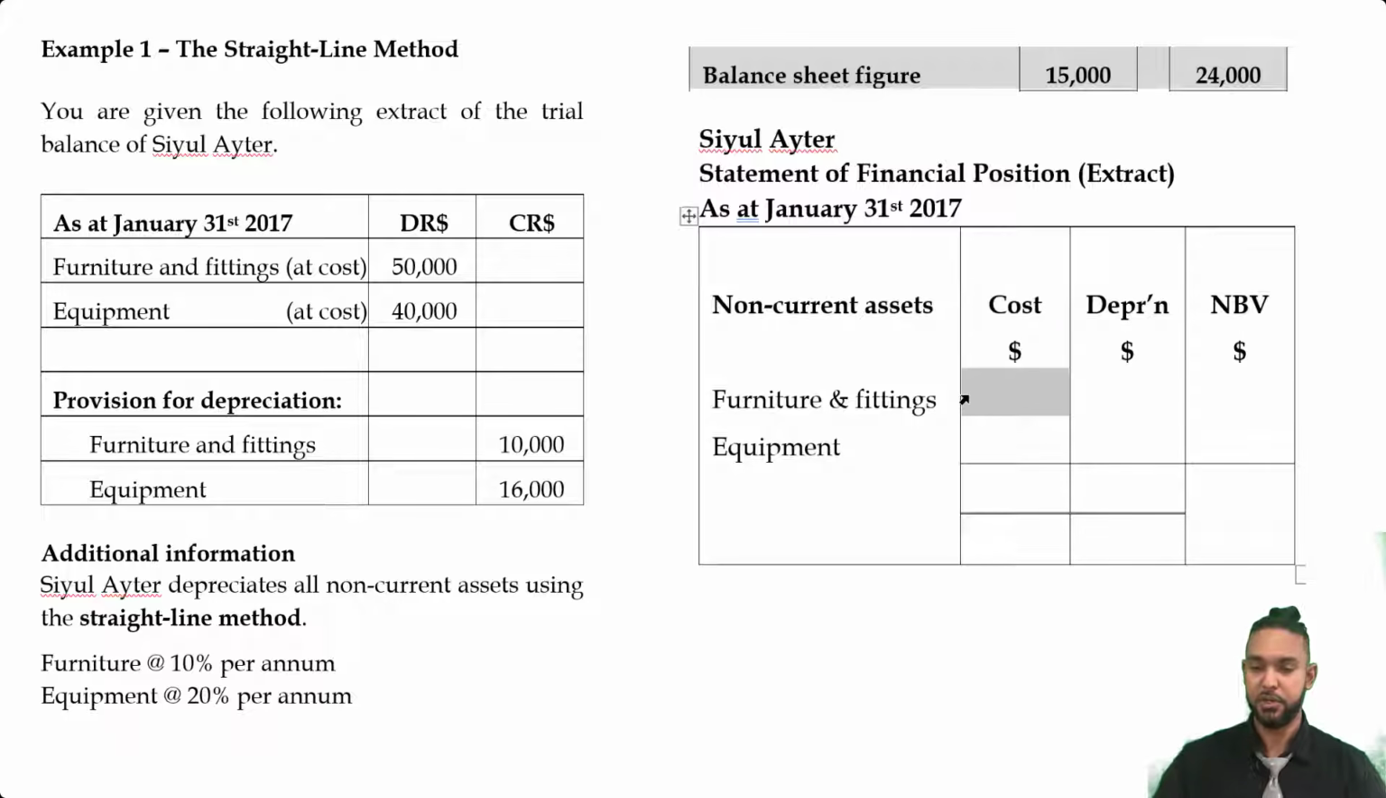So let's take a look at the furniture and fittings. So we are seeing that the cost is 50,000 and the balance sheet figure up here that we're seeing is 15,000. And we're going to subtract 15 from 50 and get 35.